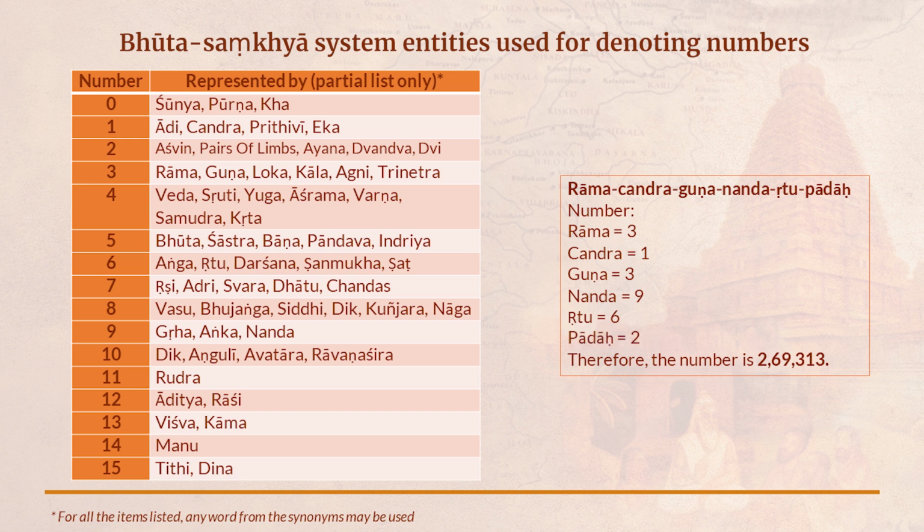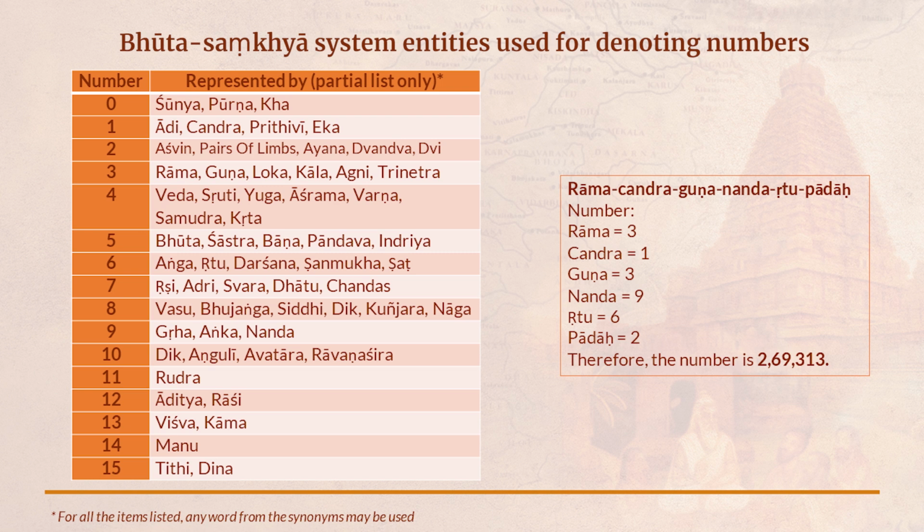Now how to get the number? In the Indian system, you have to read from right to left. So whatever number you have found, you have to write it from the right to left. So 3 will be the first number we found, so it will come here. 1 is the second number. Again Guna is 3, it will come here and so on. So finally the number is 2,69,313. So instead of saying 2,69,313, we may use Bhūta-Saṃkhyā system and say Ramachandra Gunananda Ritupadaha.